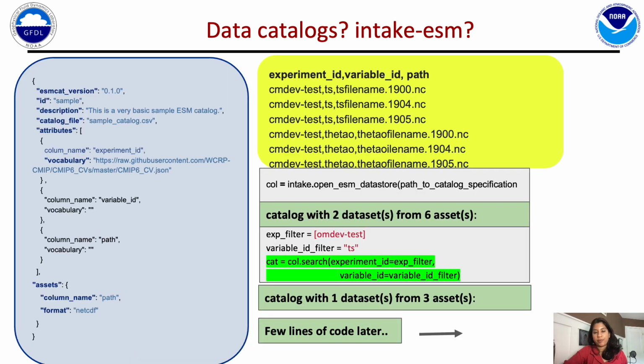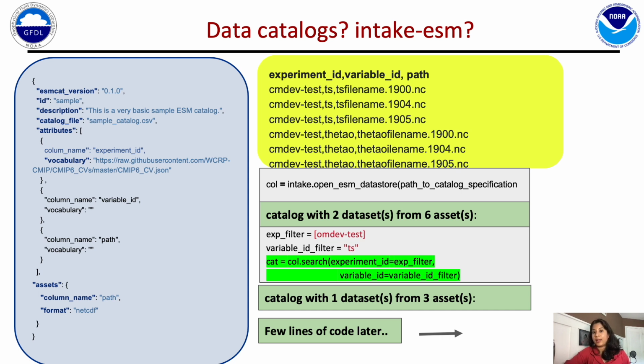This is a quick preview of how your catalog specification and your catalog files will look. So the blue box here is a catalog specification file, just a small snippet for demonstration. And when you hear the word schema, it again refers to the JSON file or the catalog specification file in general. So the catalog specification file here has information such as column names, variable ID, experiment ID, and path. And also it tells what kind of data it is, what the data format is, which is described under assets. In this case, it is a NetCDF example.